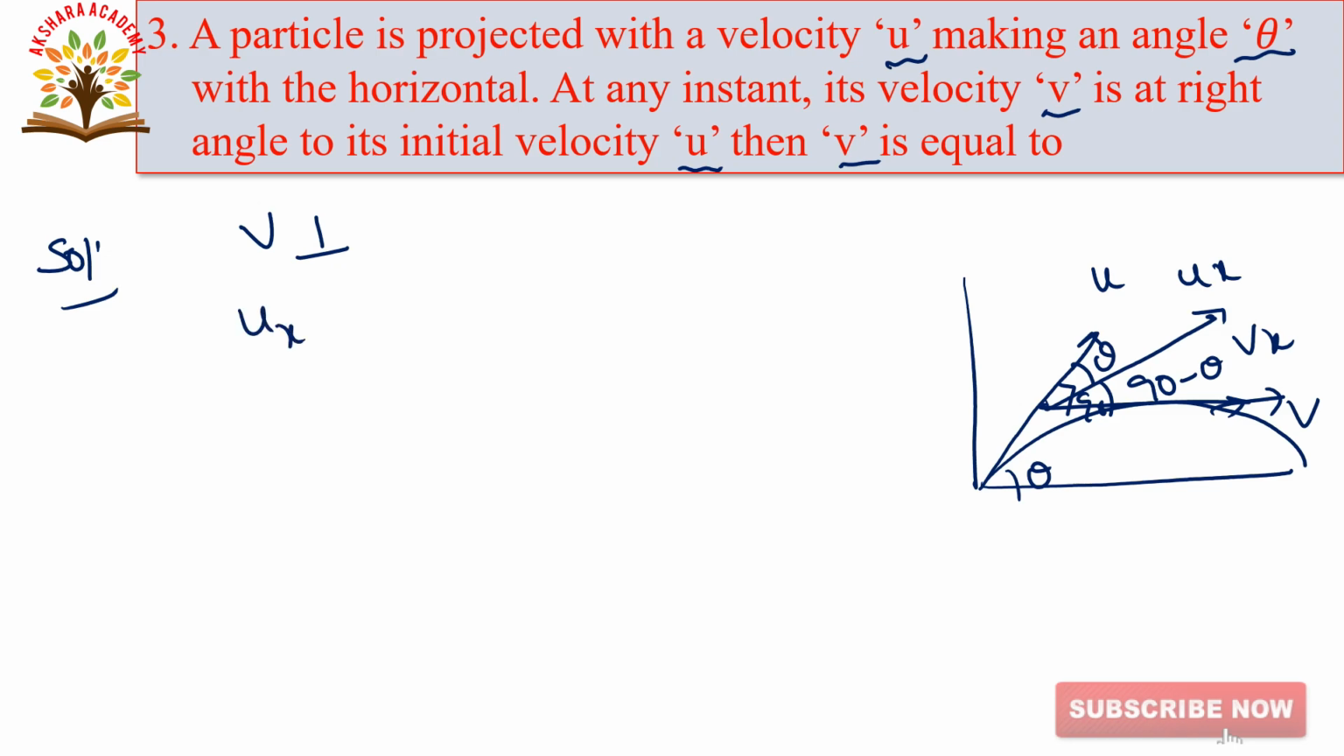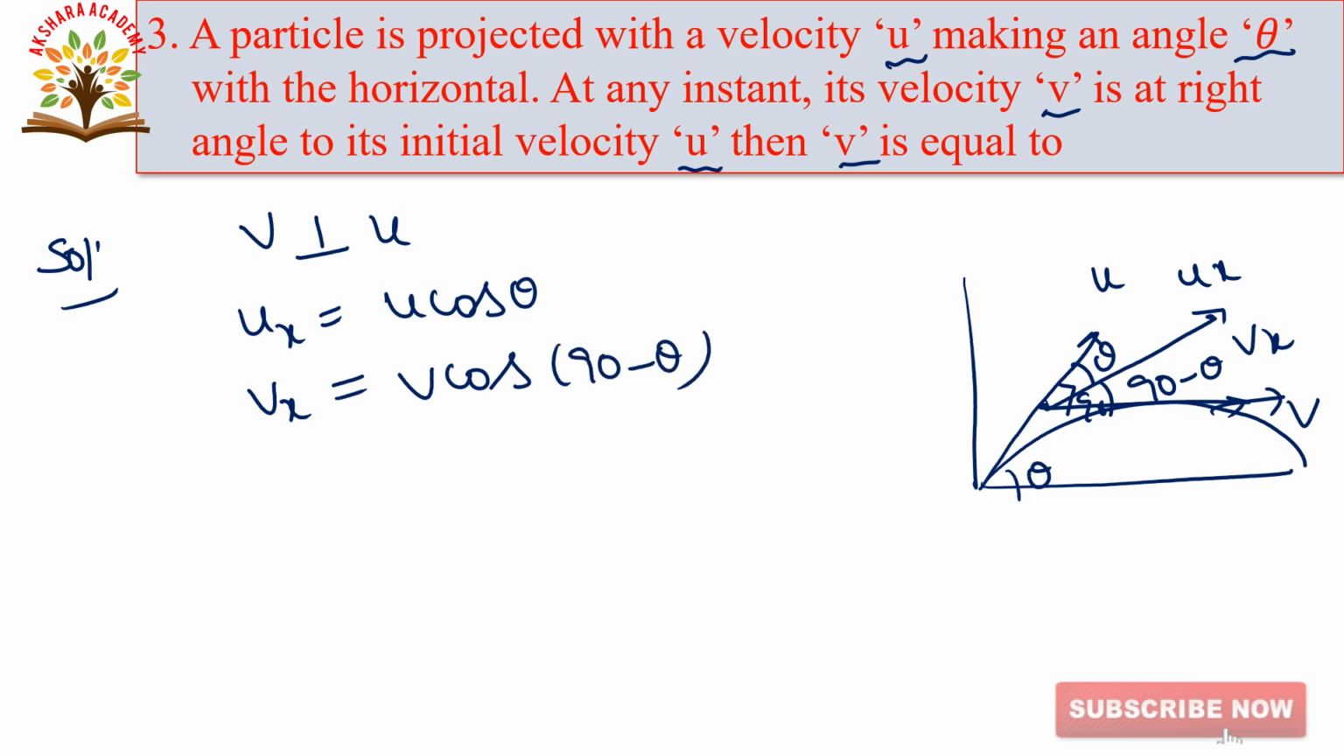ux is equal to u cos theta. vx is equal to, from the diagram, v cos(90 minus theta). So vx is equal to v sin theta. So along the horizontal direction, velocity is constant.